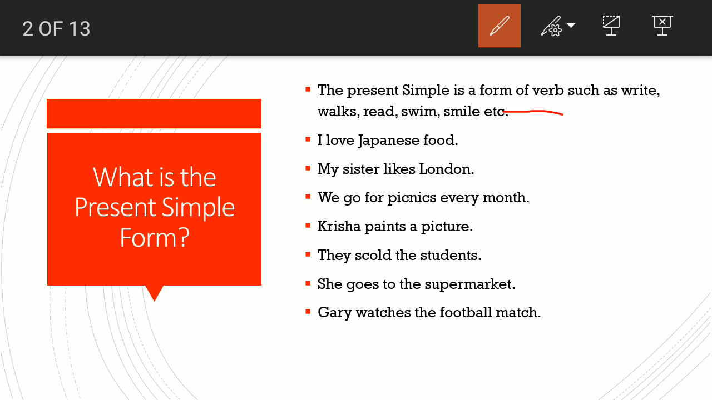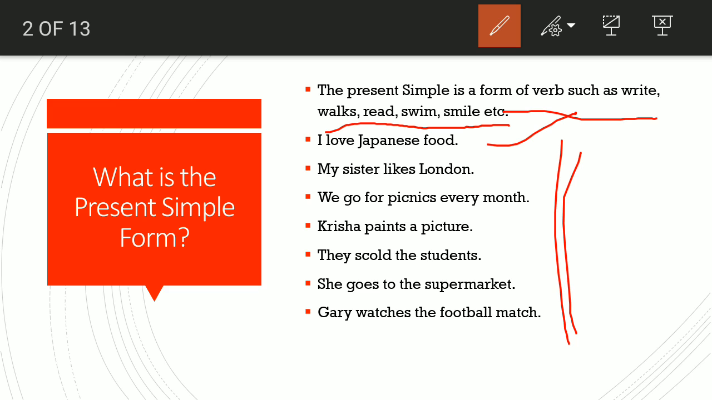It is a form of verb such as write, walks, read, swim, smile, etc. Look at the examples given below. I love Japanese food. मैं Japanese food बहुत पसंद करता हूँ. My sister likes London. मेरी sister को लंदन बहुत पसंद है.